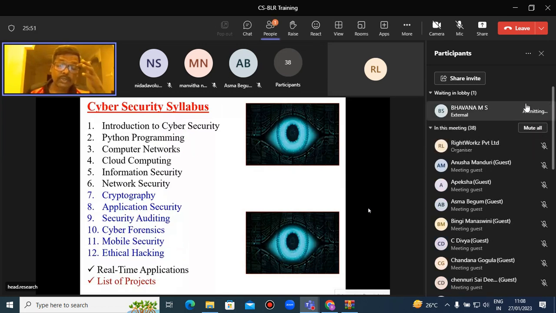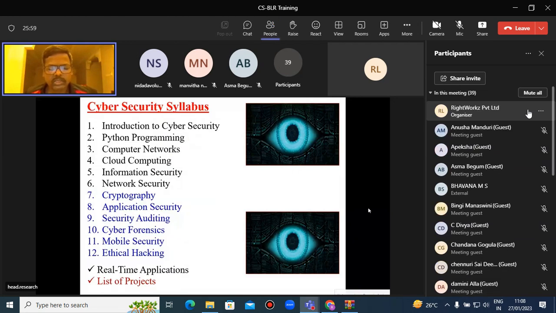Last class I showed some practicals in cryptography. I gave three concepts as homework. Today I expect the explanation and execution of those three programs. And the ninth module is security auditing.